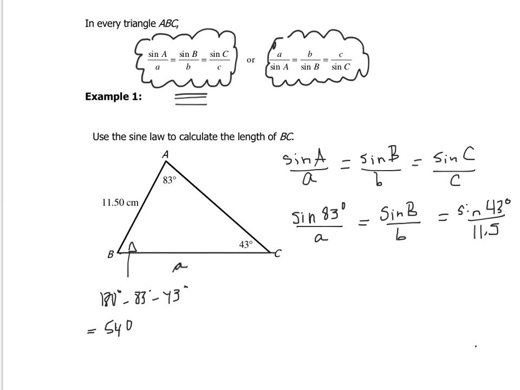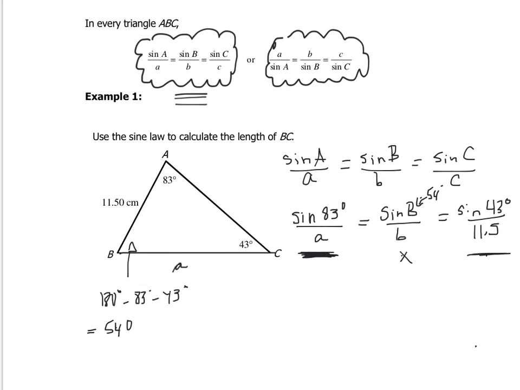So we need to use this one because that has the part that we're looking for. Out of the other two, because we can't work with all three of them, we need to pick two ratios. We wouldn't choose this one here because even though we can figure out angle B, which is 54 degrees, we still don't know side b. If we set these two ratios equal to each other, sine 83 over a equals sine of 54 over b, we'd still have two unknowns and one equation, so you wouldn't be able to solve it.